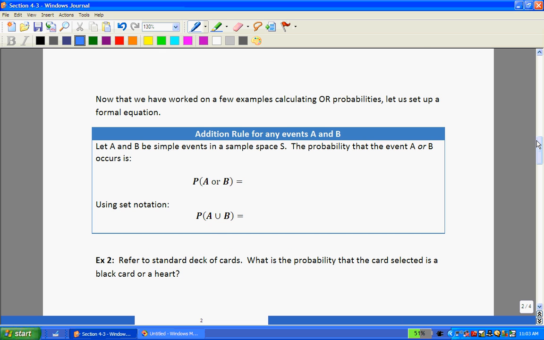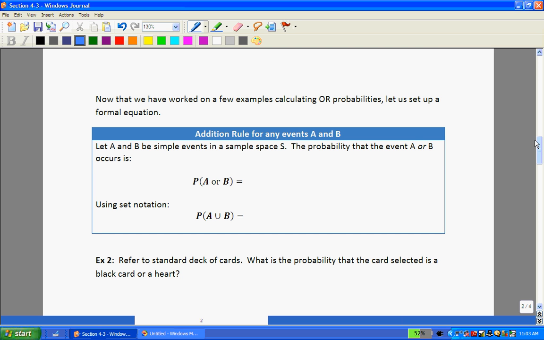Okay. Well, now that we've worked on a few examples calculating OR probabilities, let's set up a formal equation. So we've kind of had to think about, well, do I count this? Is this being counted twice? And we just want to have something a little more formal when we encounter different situations. So this is the addition rule for any 2 events, A and B.